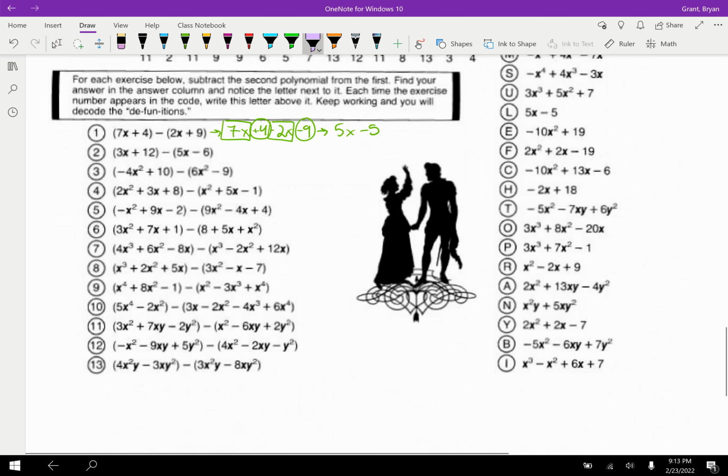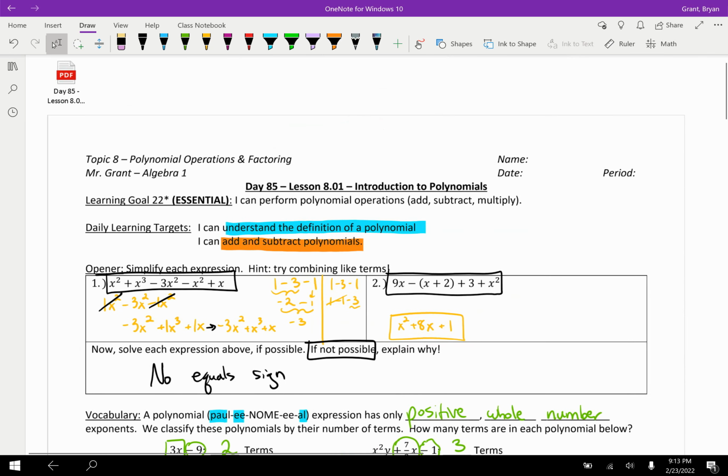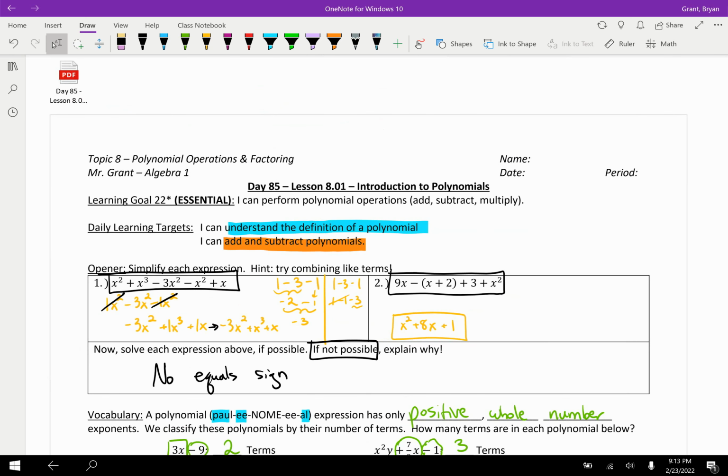So good luck, rock stars. I'm so excited to watch you be successful in this unit. We're really only doing 2 things. We're adding, subtracting, multiplying for the first half, and then the last half is the dividing. I'm excited to have you back for lesson 8.02, which will be our introduction to multiplying polynomials.